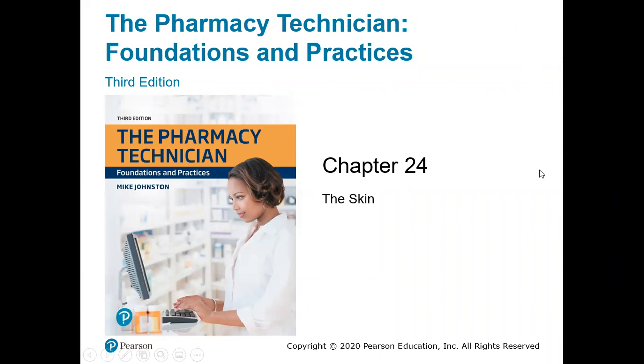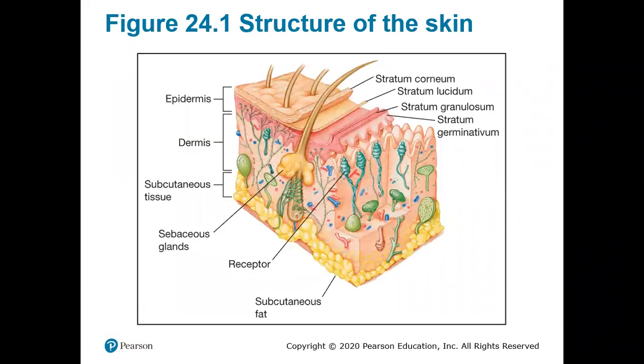Hello, so I'm going to lecture chapter 24, the skin. This begins on page 364 in the textbook. This is figure 24.1, which shows you the structure of the skin. Skin has three main layers that you can see here: the epidermis, the dermis, the subcutaneous tissue.